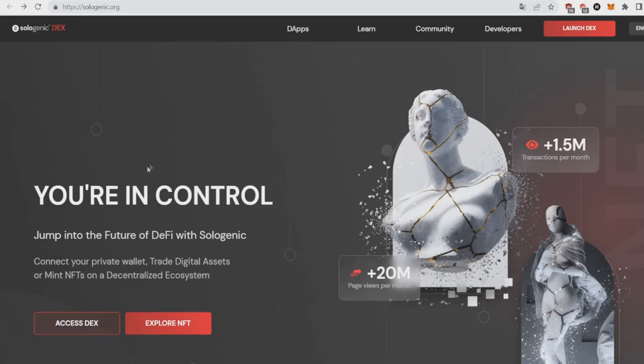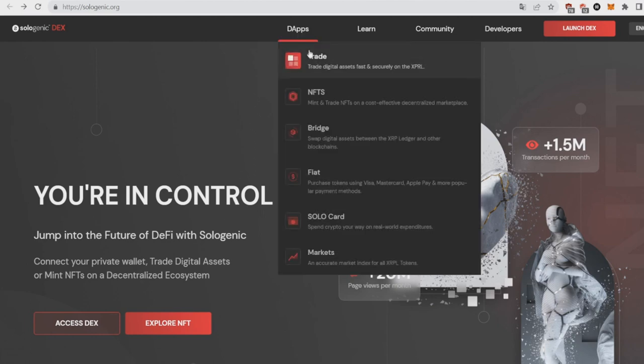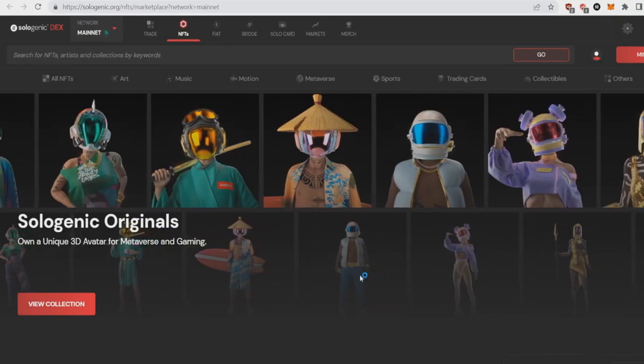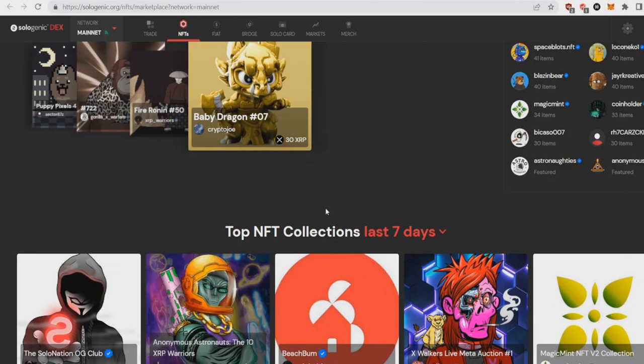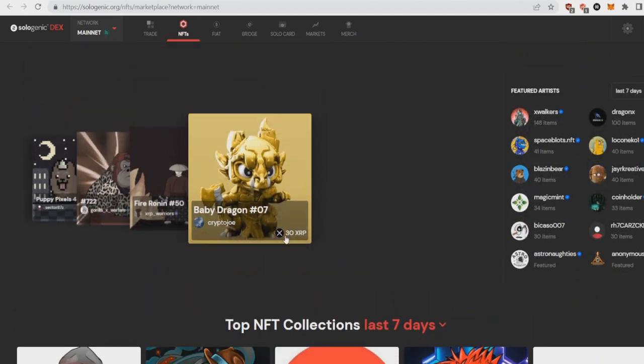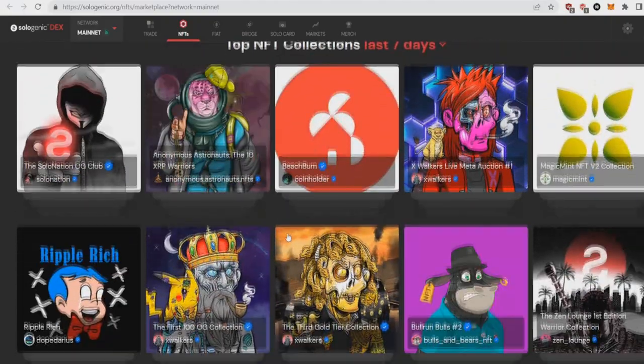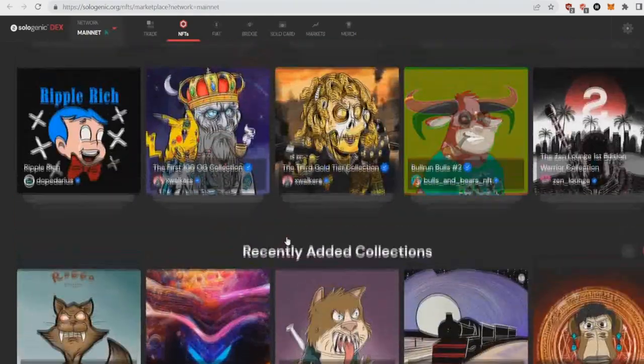Basically, Sologenic is a first decentralized exchange where you're totally in control, guys. Like they say, jump into the future of DeFi with Sologenic. Connect your private wallet, trade digital assets, or mint NFTs on a decentralized ecosystem. So they have a lot of decentralized applications. One of them is trading, but also, guys, they got an NFT market as well with huge artists, huge collections. You can buy with Solo or XRP, guys, so they're a big XRP partner. And this might be the exchange which will make XRP and Sologenic NFTs huge.